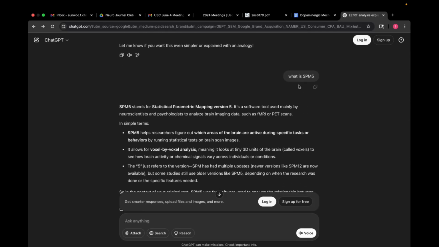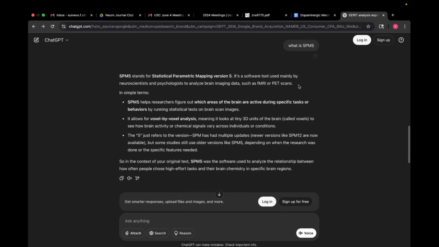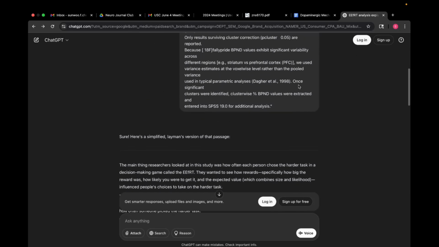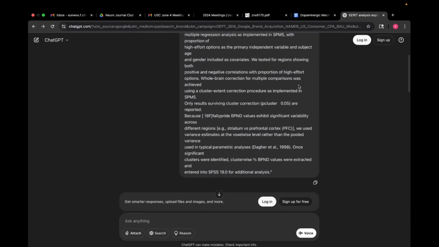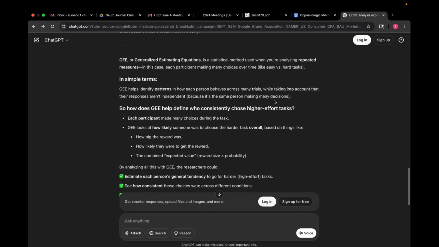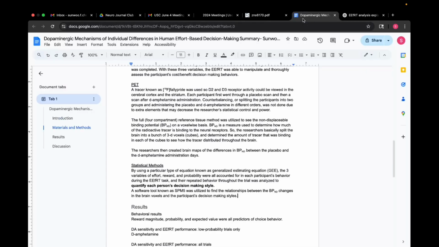So I asked, what is SPM5? And it can give me a little bit of context on what SPM5 is and how it relates to the methodology presented in this paragraph. Then I asked about the GEE, or the generalized estimating equation, and it gave me a little feedback on that too. In cases like these, I feel like ChatGPT is such an incredibly useful tool.